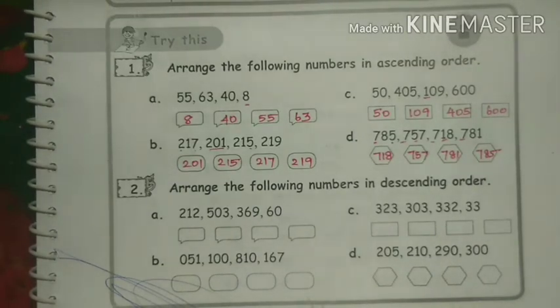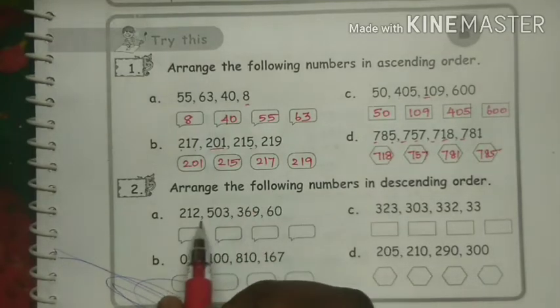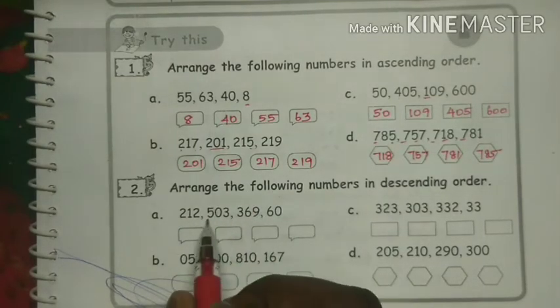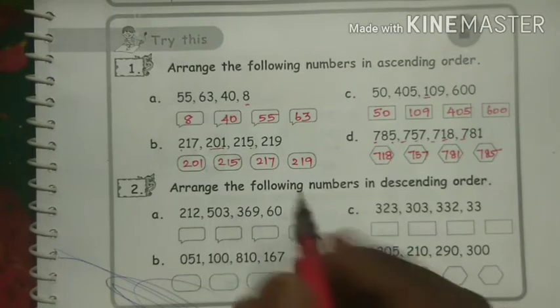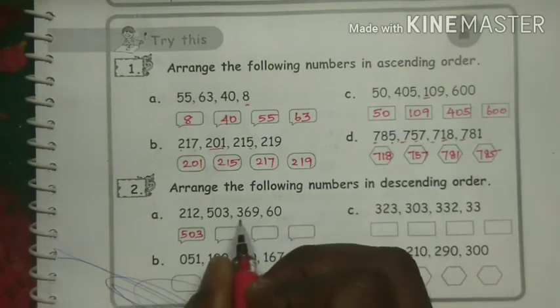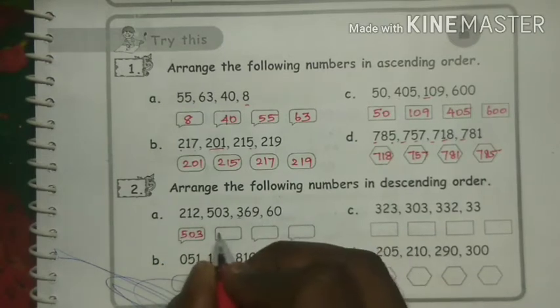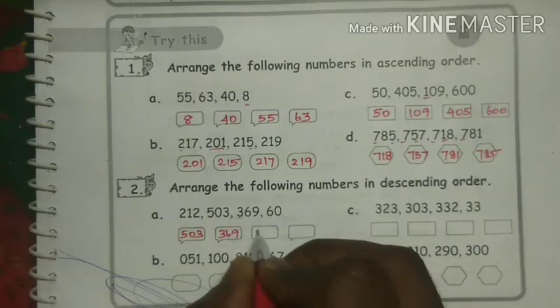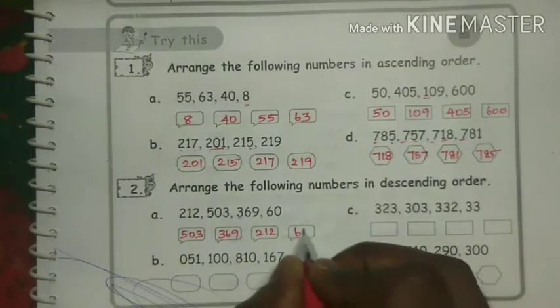Second one, arrange the following numbers in descending order. Descending order means higher number to smaller number. Now which is the greater number in this one? The 3-digit number is the greater one. In these 3-digit numbers, 2, 5, 3, which is the greater? 500 is the greater. So 503. Next, 369, 212. 300 is greater, so 369, then 212, and last one 60.